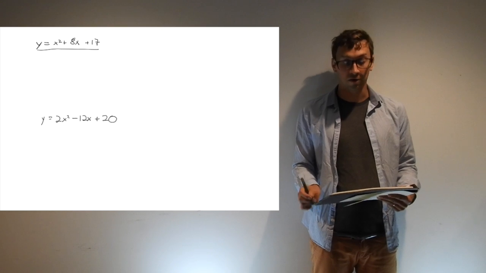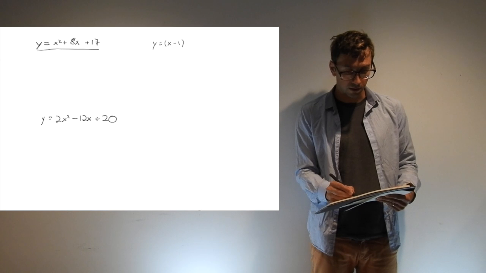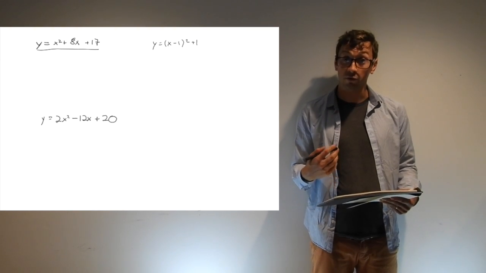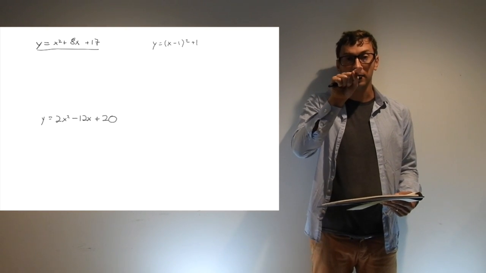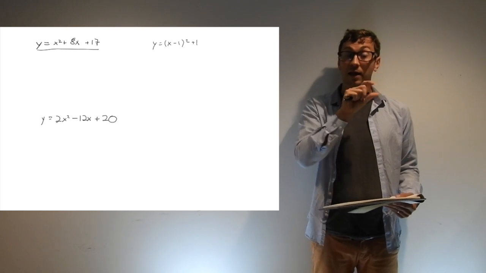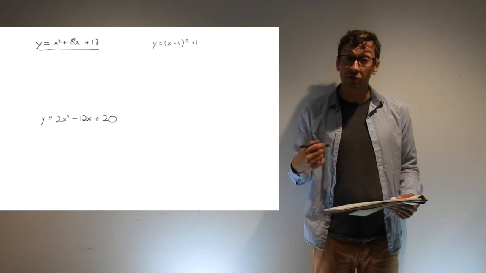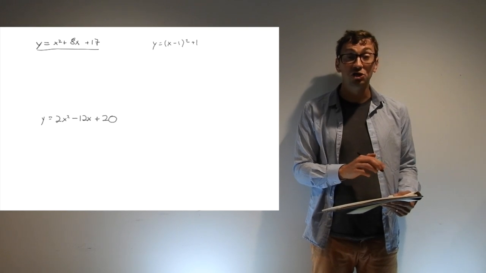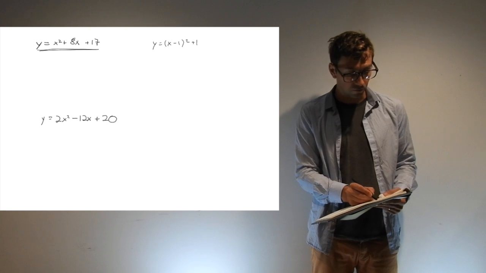We know that other kind of form, something that looks like y equals (x minus 1) squared plus 1. Something like that is easy to graph, because we know the vertex. We call this the vertex form. Negative 1 means it moves to the right, and plus 1 means it moves up. That's what the vertex is. So, completing the square is a method that takes this standard form and changes it into the vertex form.